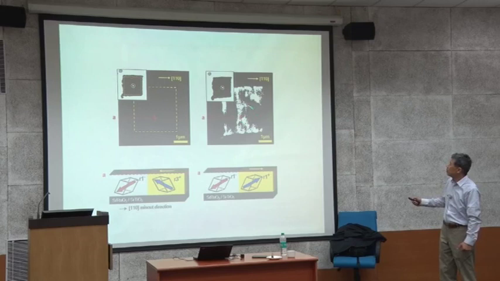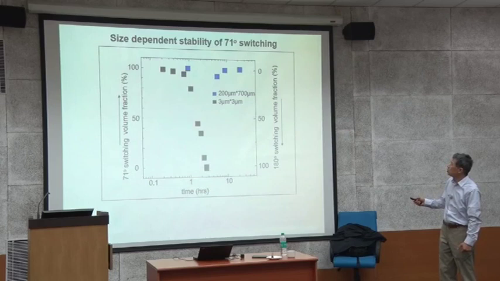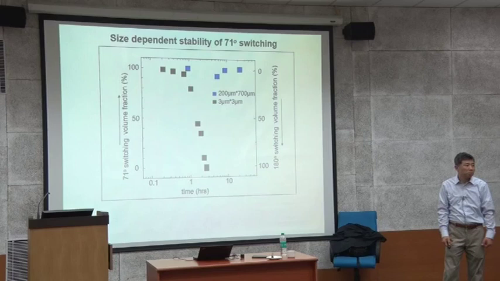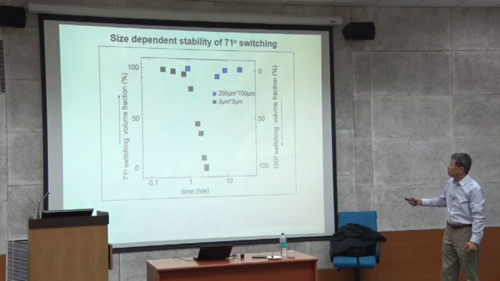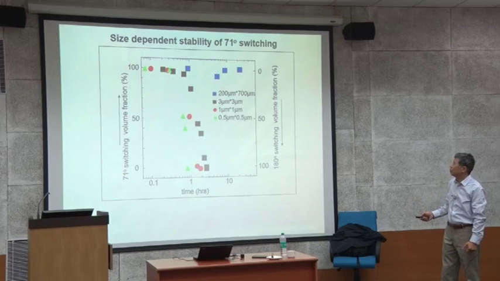So the size dependence is for 71 degree switching. In this one, 200 micron by 700 micron, a large area, when you measure the data point, it's basically no change, it stays the same, because your interfacial area is small and your volume is big. But when you go to a smaller scan, a smaller device, it dies very quickly. At 1 micron, even faster, and 0.5 micron is faster still, very small.